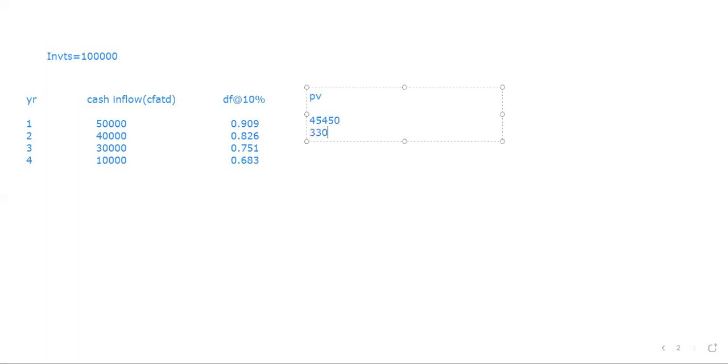The third one is 30,000 into 0.751, which is 22,530. And the last one is 10,000 multiplied with the discounting factor 0.683, which is 6,830. Now these are my present values.